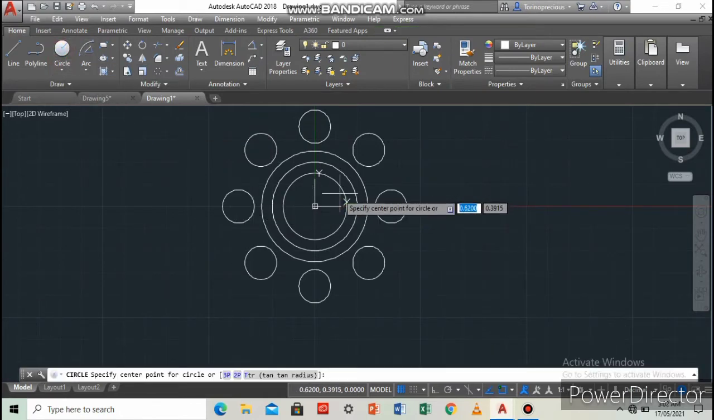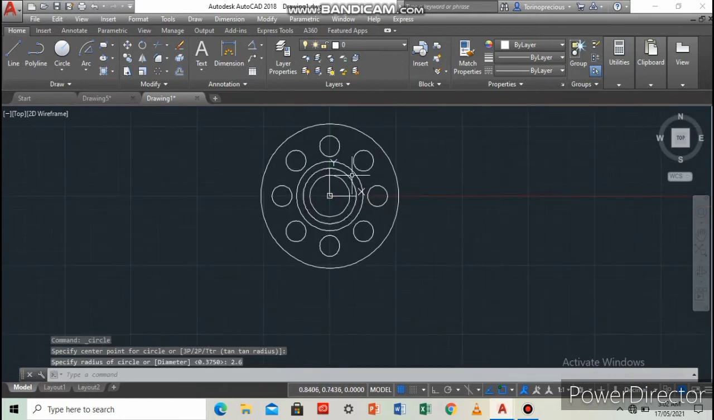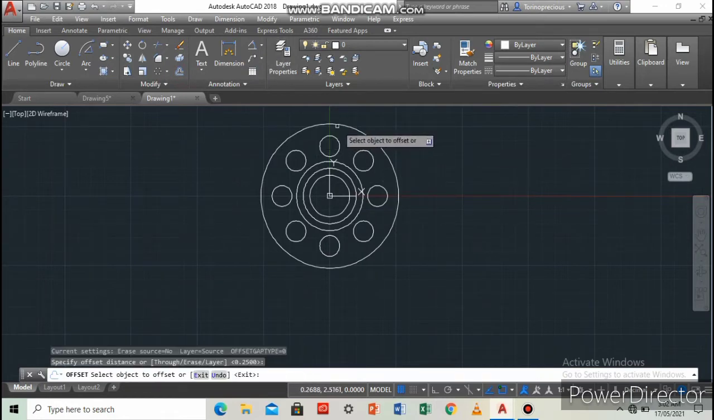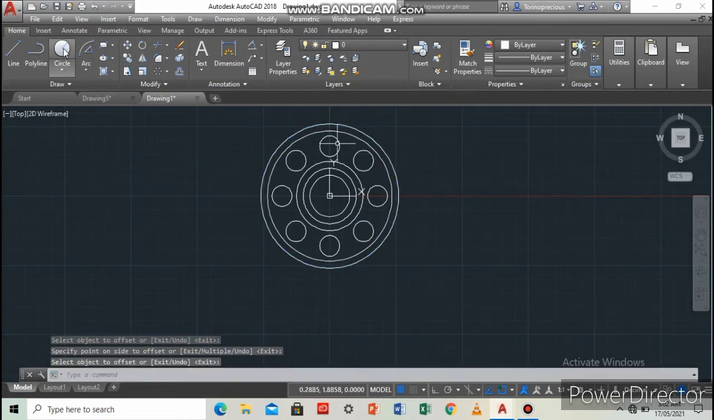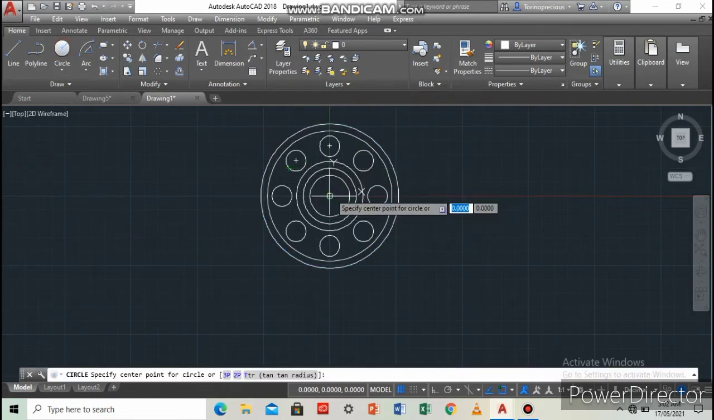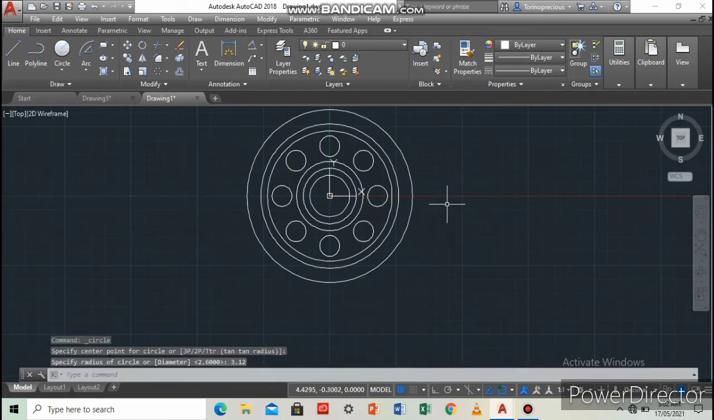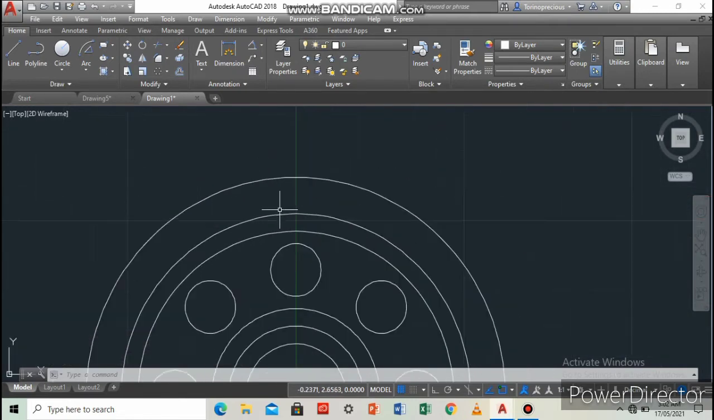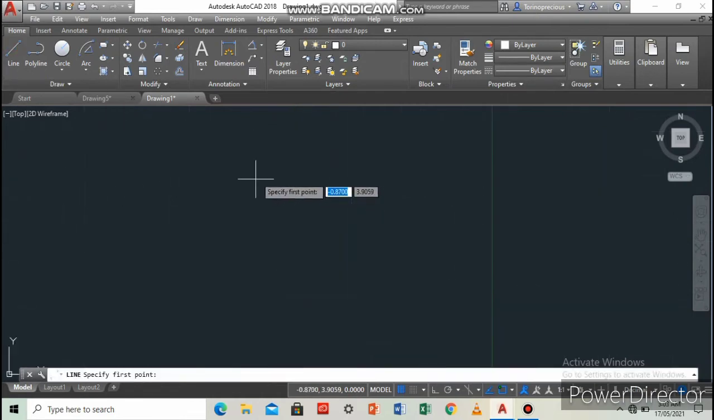Create another circle with a radius of 2.6 and another offset of this one, also with a measurement of 0.25. Next would be another circle with a radius of 3.12. So using the largest circle, we're going to create a gear tooth-like design.